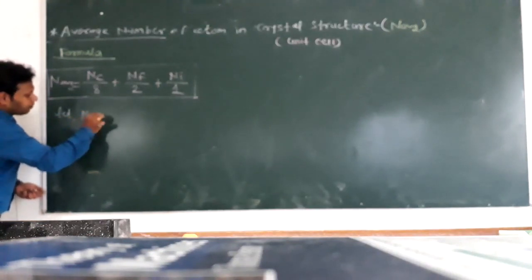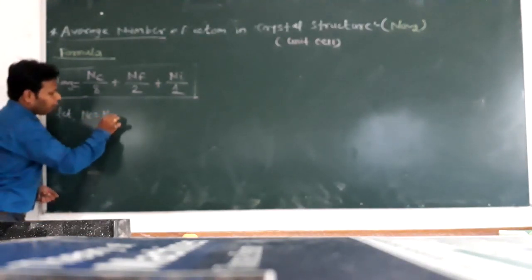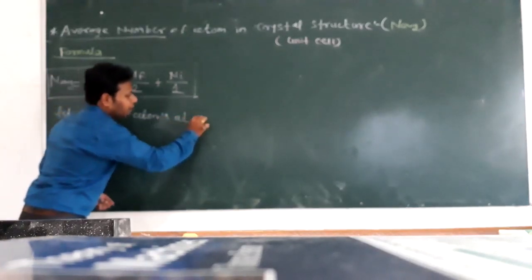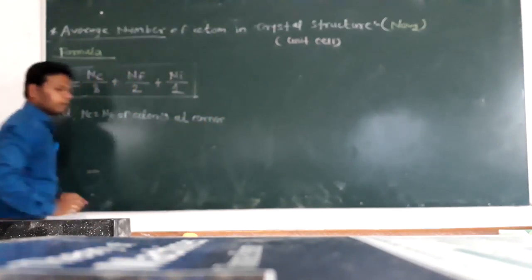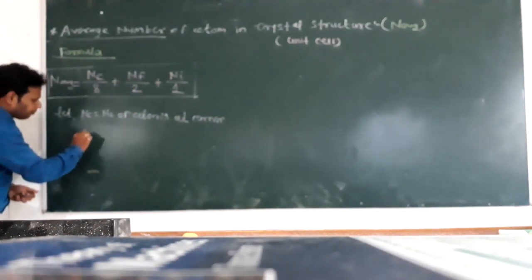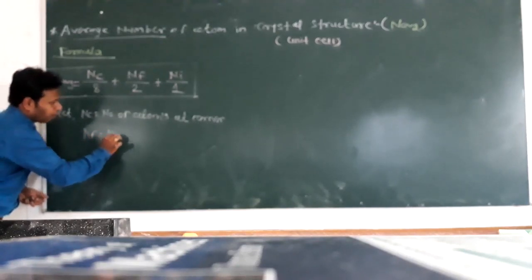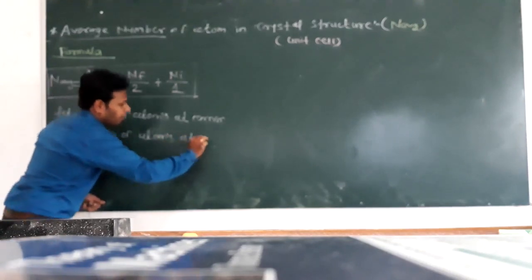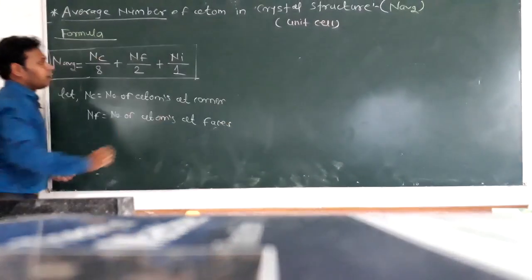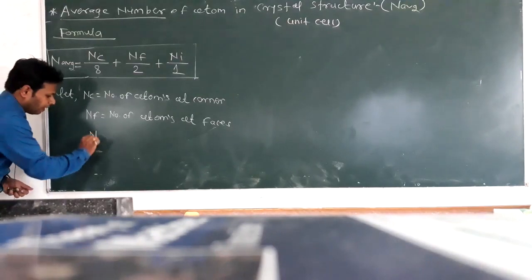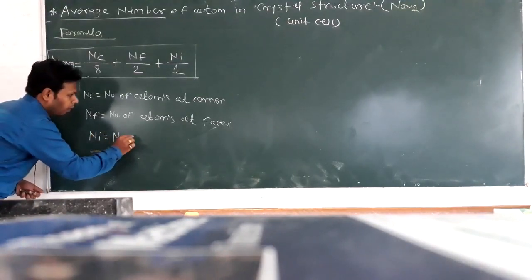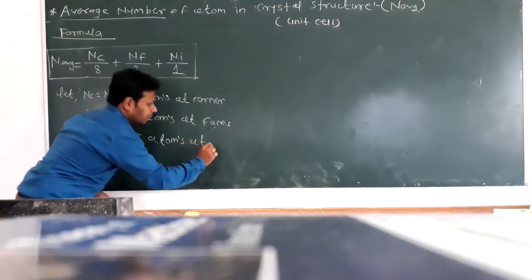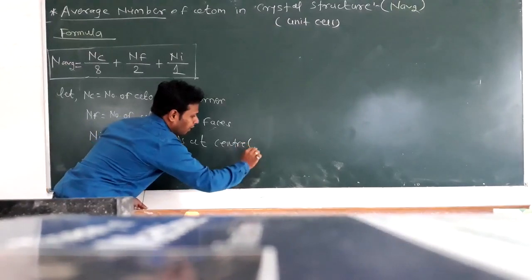What is Nc? Number of atoms at corners. What is Nf? Number of atoms at faces. And what is Ni? Ni is equal to the number of atoms at the center or interior.